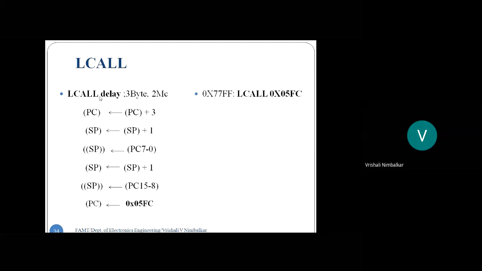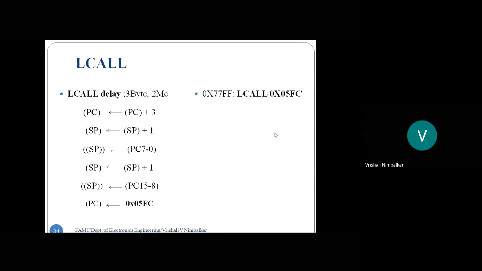So I'll be writing LCALL delay. The assembler will find it and make it LCALL 5FC hex. So these are the operations going to happen, students. Return address is at PC plus 3, right? See here, at 77FF we have stored the LCALL instruction. 77FF is a program memory address. At 77FF we have written LCALL 5FC, and 5FC is the subroutine address.